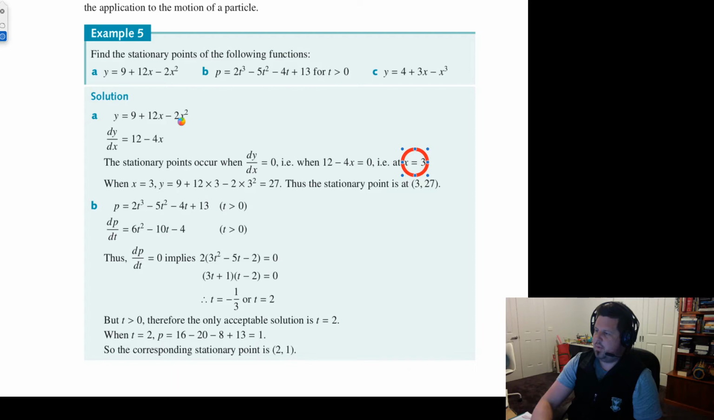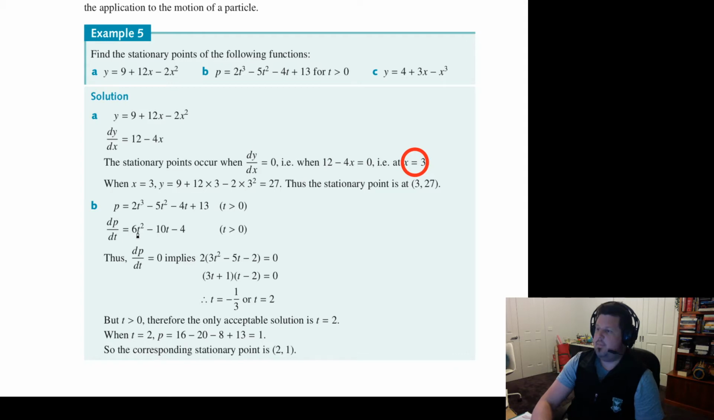Next, we've got an equation again, and they're asking us to find whether stationary points exist, but they're also putting a restriction on this, saying that we're just looking for values of t that are greater than 0 as possible solutions. So here's how you go about doing this one. Again, writing out the equation, we need to find the derivative. In this case, we're finding dp/dt. Applying the process to differentiate this, you end up with 6t squared take away 10t take away 4.